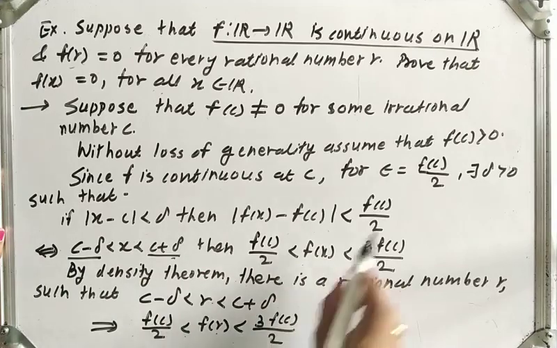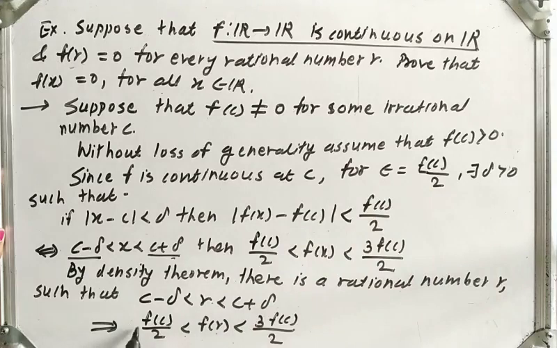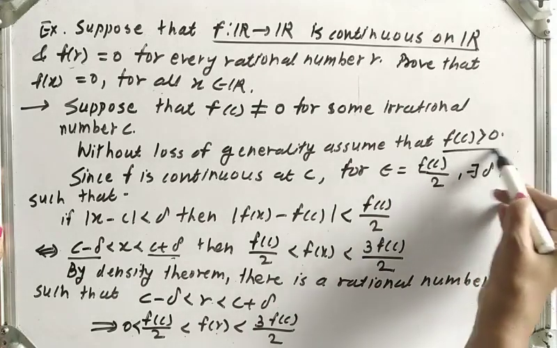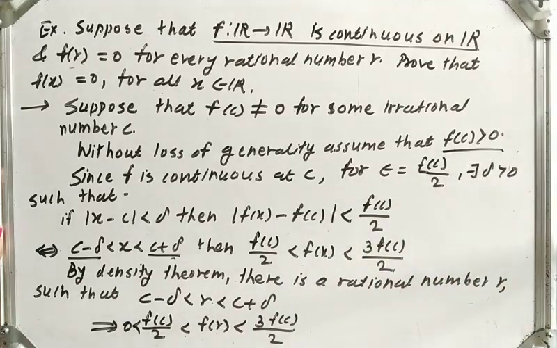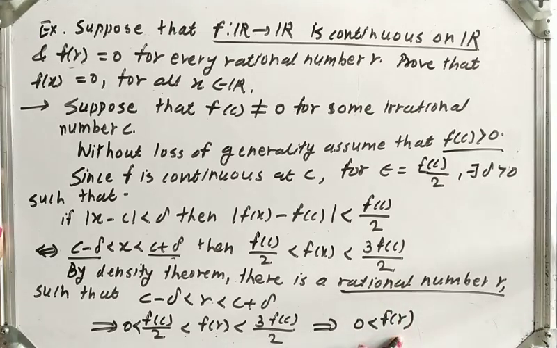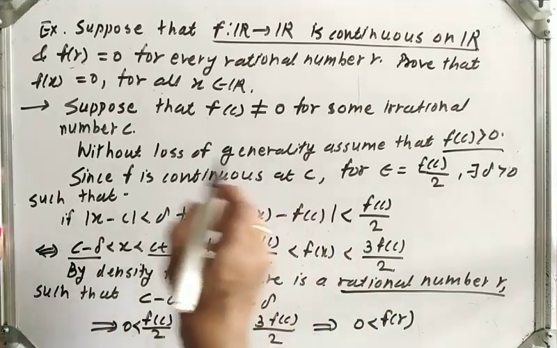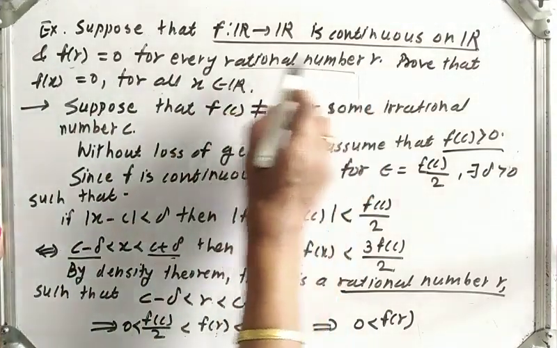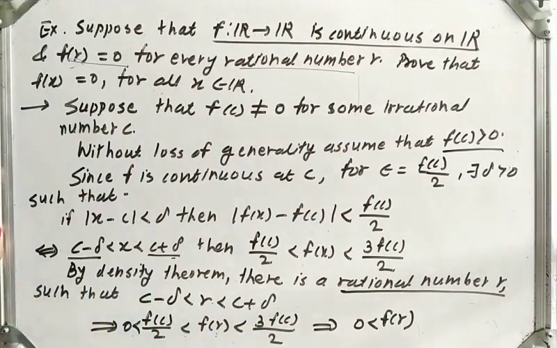And we know that this f of c upon 2 is epsilon, which is greater than 0. As f of c is greater than 0, f of c upon 2 is greater than 0. Finally, what this implies? f of r is greater than 0. But what is our r? r is a rational number, and f of r is greater than 0. Is it possible? Not possible. Why not? Because it is given that if r is a rational number, then f of r is 0. Means we get a contradiction here.